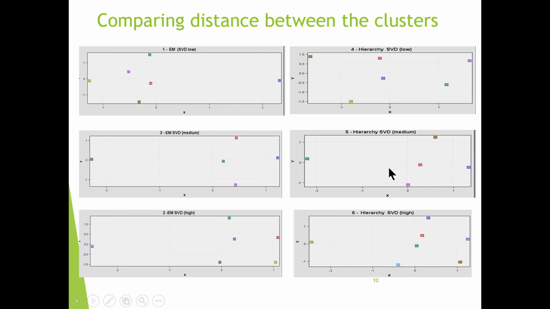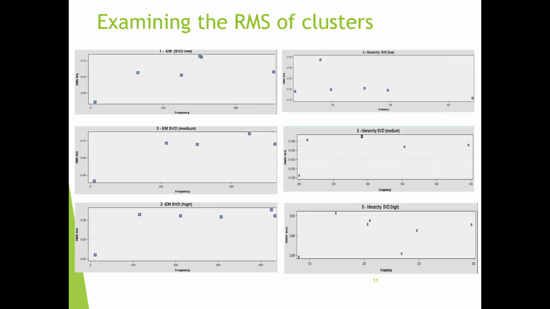So the next thing that we want to look at is the error, the root mean square of each cluster. Let's look at this one here. Now the root mean square is a measure of the variance, the error, when each cluster is being formed. So the guideline is that the root mean square of each cluster should be below 0.1, as little as possible.